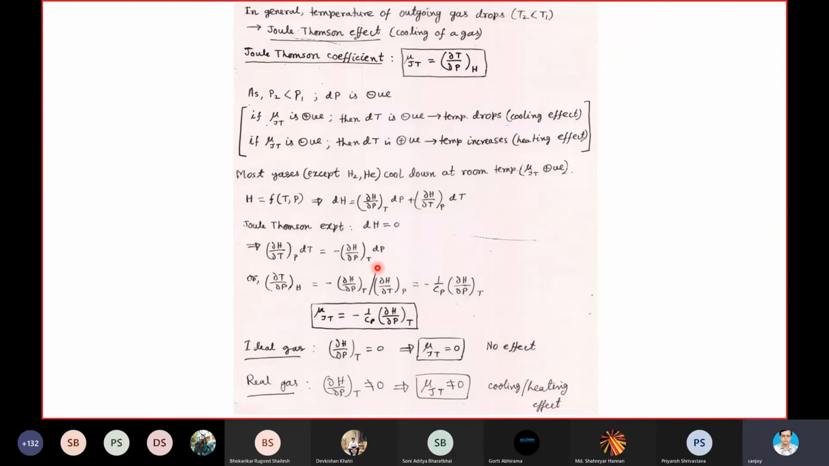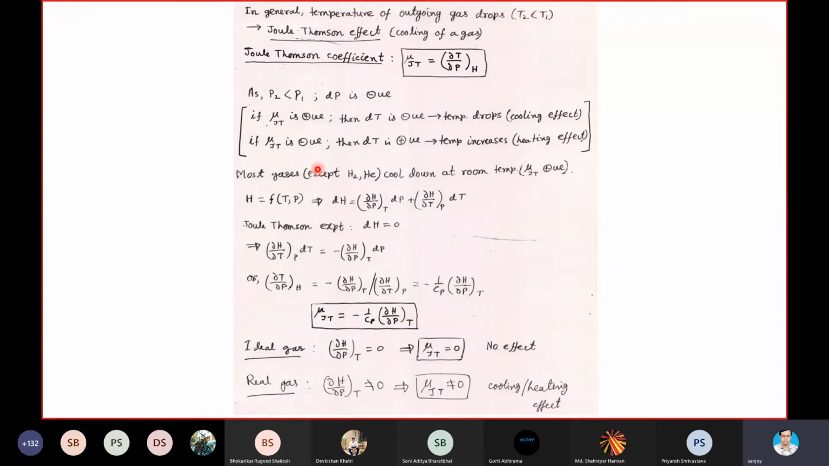Now the most common thing that was observed is that except for gases with a very low mass, for example very light molecules like hydrogen and helium, most of the gases actually cool down under normal conditions. Now this doesn't mean that hydrogen and helium behave differently. They also show the same behavior, but that is shown at a very, very low temperature, not under room temperature.